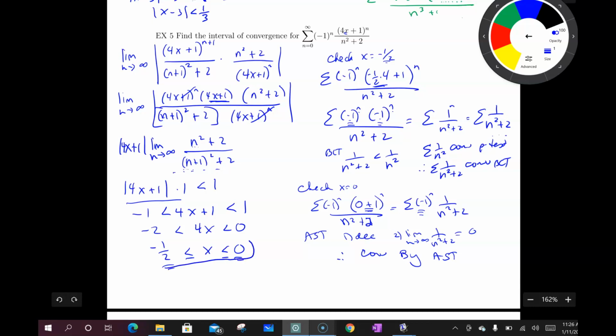So that means I can include negative 1/2, and I can include 0. So between negative 1/2 and 0. Remember, the square brackets like this mean include the numbers, right? This is another way to write it.